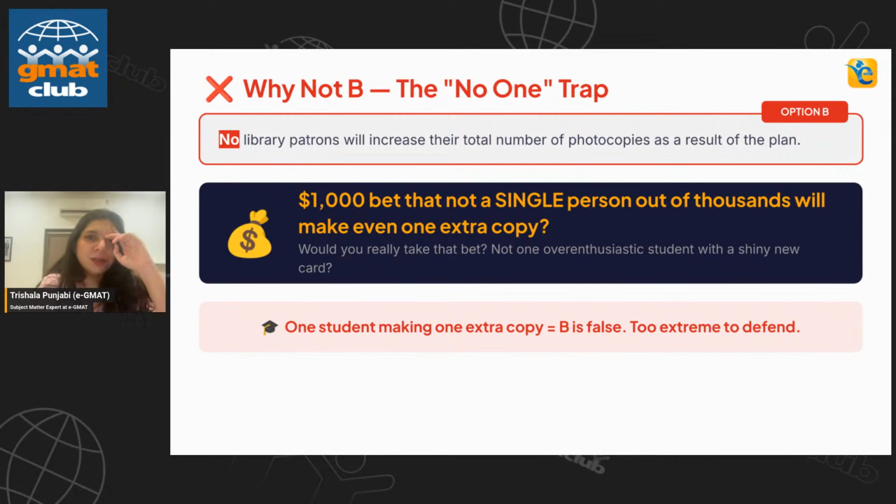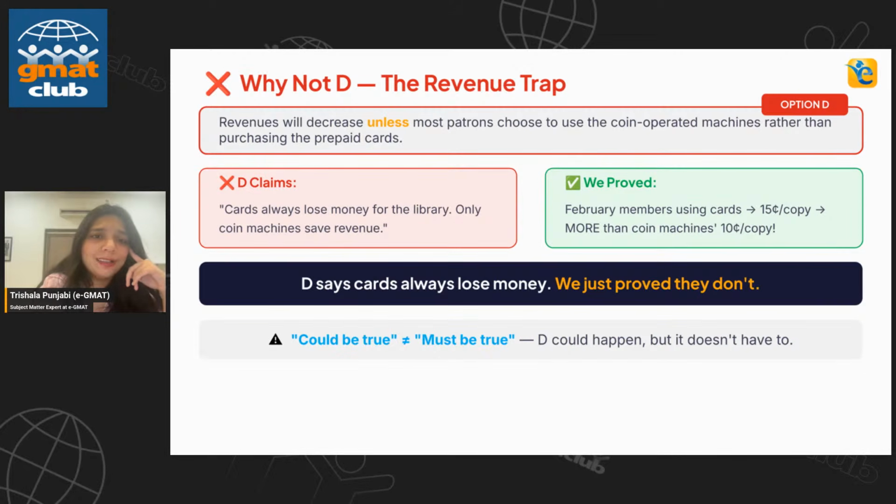Yeah, no one chose B, but a lot of people would choose B. It was a common incorrect answer. It says no library patrons will increase the total number of photocopies. Again, you will not. You're betting that not even a single person will do that. There would be someone who would be doing that, right? It is too extreme. Why is it not D?